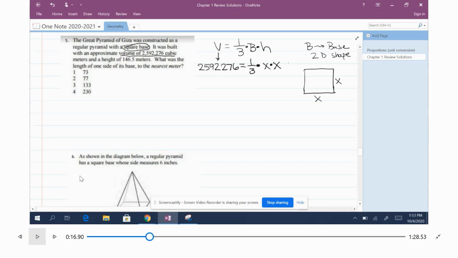So what's different is they give us the volume, so that has to go in place of V. When we work formulas backwards, that's what we have to be prepared for: putting a number in for V rather than putting it on the right side. Okay, and then we're going to solve for x.